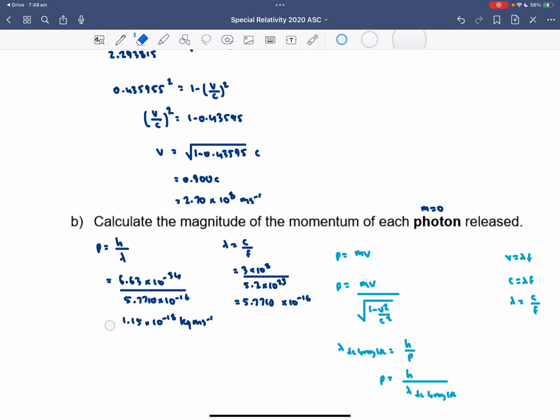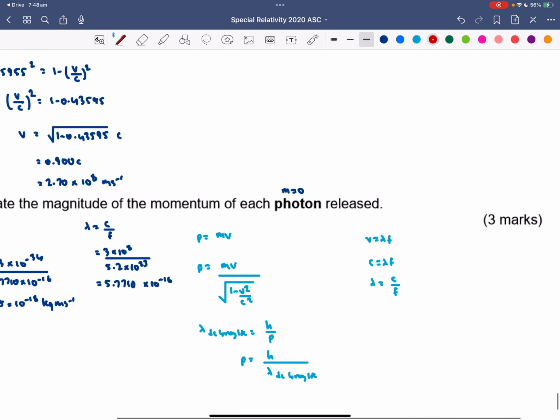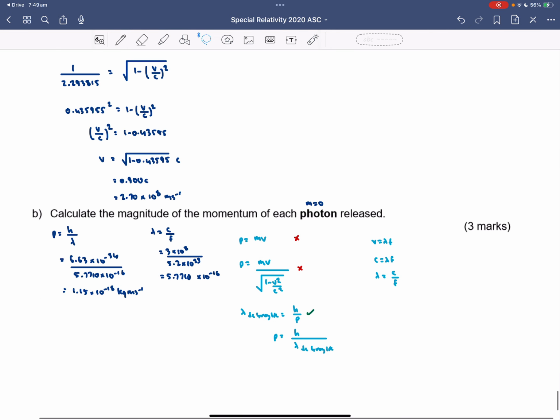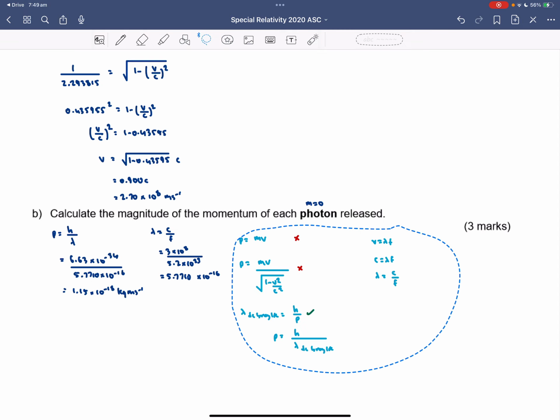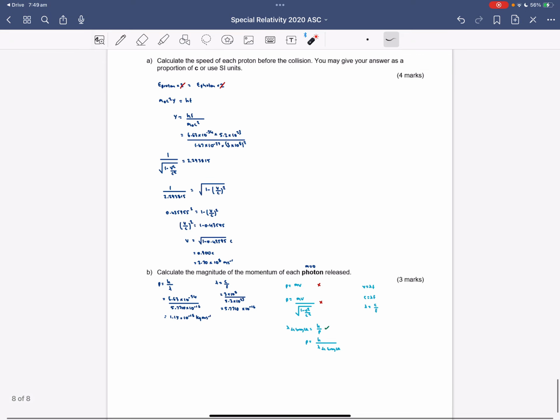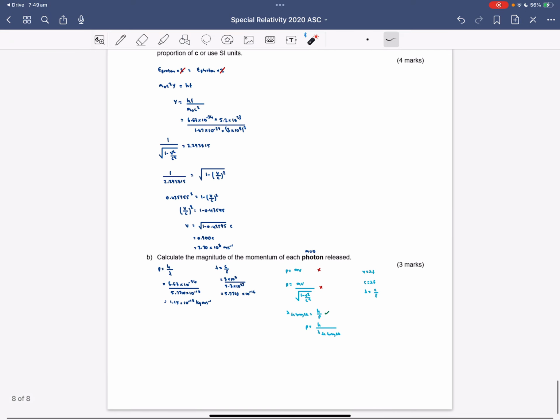So, interesting formula. We couldn't have used the other formulas for momentum because they both had mass. In the end, the only other formula that didn't have mass is this. So it's important to note that when they're talking about the momentum of a photon, we have to use the formula for de Broglie wavelength. All right, well done. That's the end of the special relativity test. Well done.